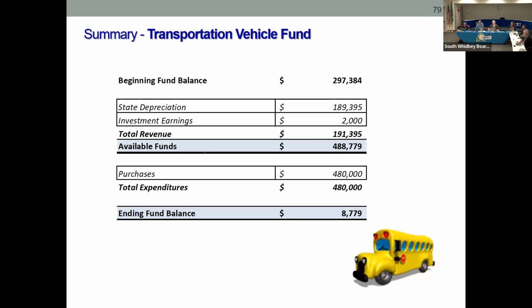Transportation vehicle fund. Expect to have almost 300,000 by the end of the year, plus depreciation of about 189,000. That'll put us about 488,000 available. I've included the purchase of the current school bus we have coming in here because I'm not sure when it's going to show up. So it's just capacity to purchase that.